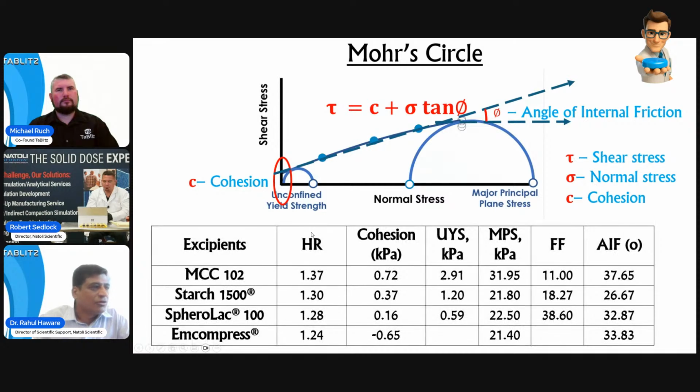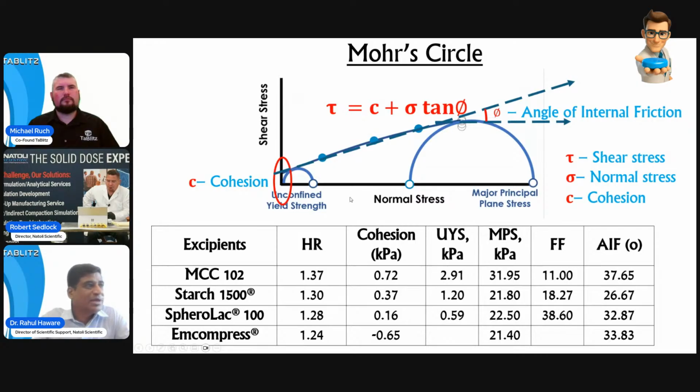Okay. So this is the data which we have run on various model materials like MCC 102, starch 1500, sperolac, and incompress, and these are the Hausner ratios. As you can see here, the Hausner ratio is decreasing from top to bottom, specifically from MCC 102 to incompress. And look at the cohesion. MCC 102, we know, is a highly cohesive powder, so it has the highest cohesion. And with incompress, surprisingly, we got a negative cohesion coefficient.